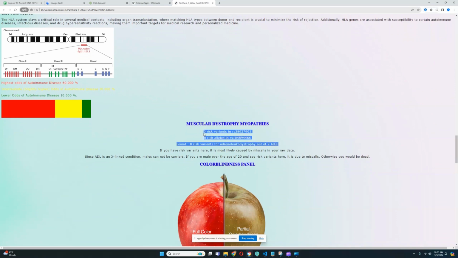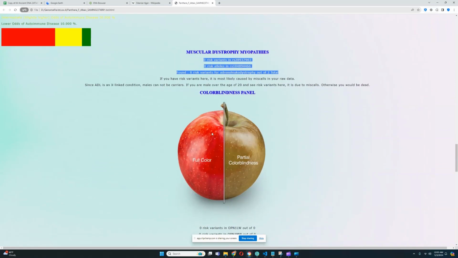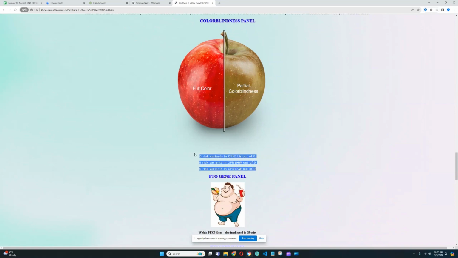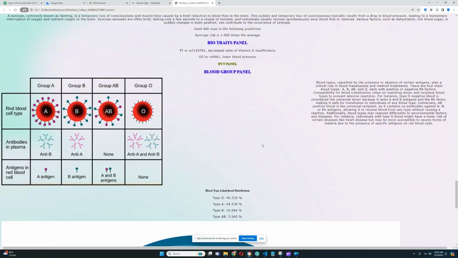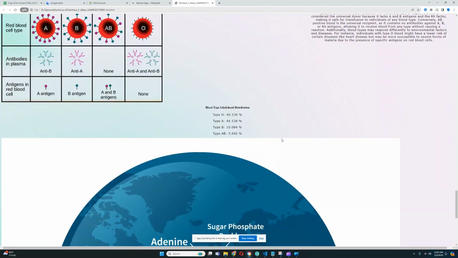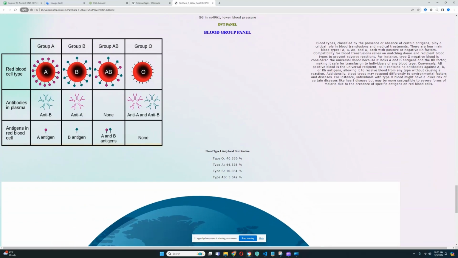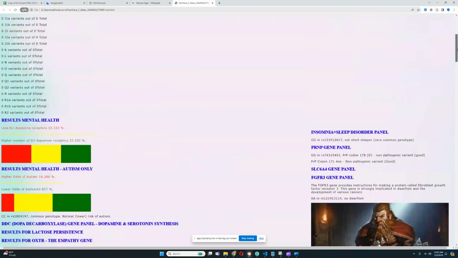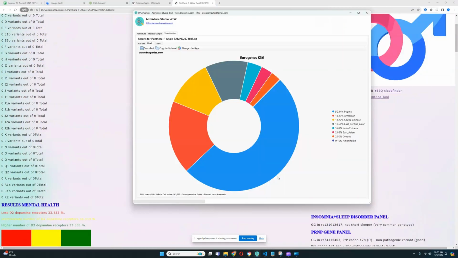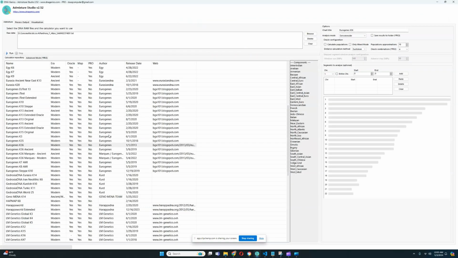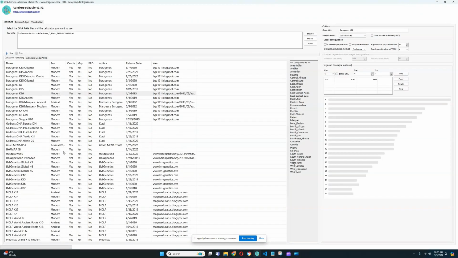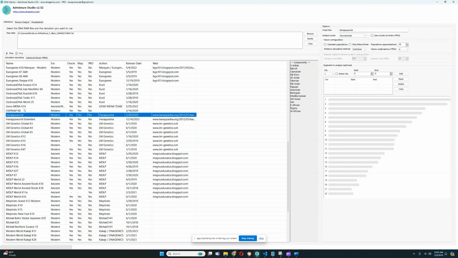No risk variance for any of the muscular dystrophy myopathies. Really good to see. For color blindness panel, nothing was found. For FTO gene panel, nothing was found. Biotrace panel, blood group panel, nothing was found. Well, that's pretty much all I can show you for this sample. Let's see some other ethnic calculator results. I'm sure that you want to see something else. How about Harappa World? Let's run Harappa World, and I'm going to show you with the Oracle as well.